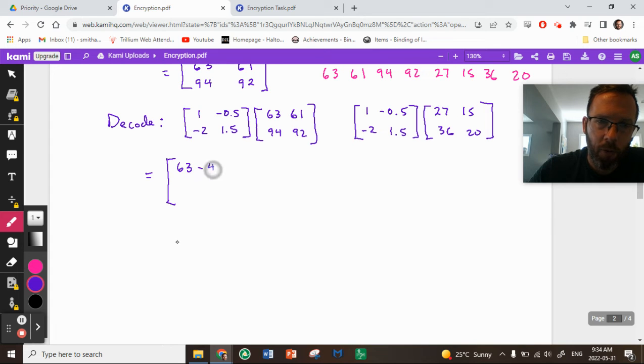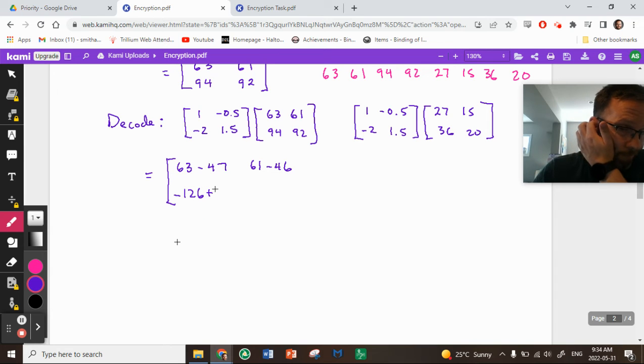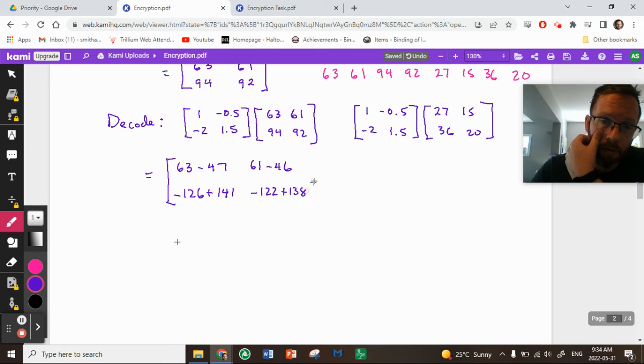63 minus 47. 61 minus 46. Negative 126 plus 47, 141. Negative 122. Oh boy. 46, 138. And we get 16, 15, 15, 16. Looks familiar.